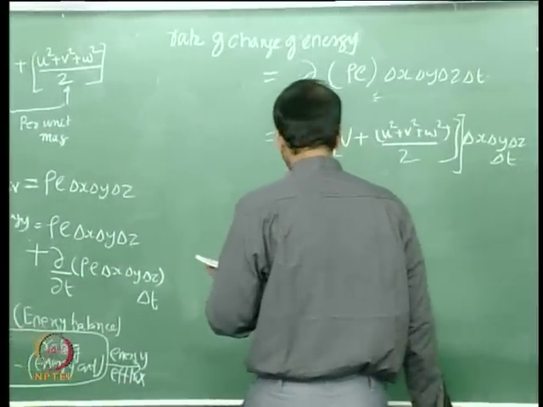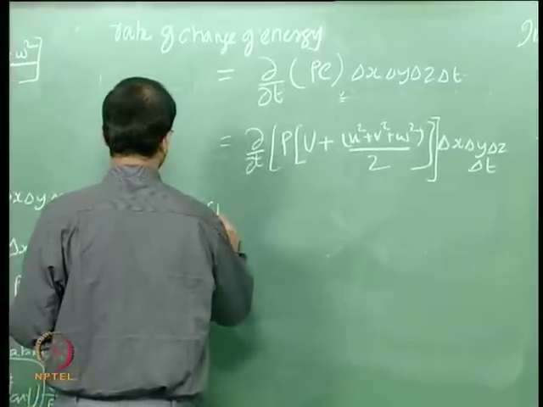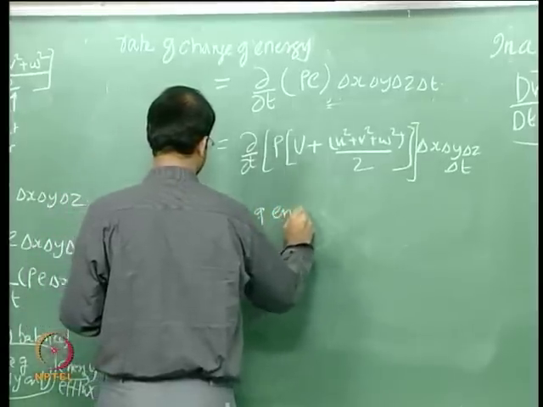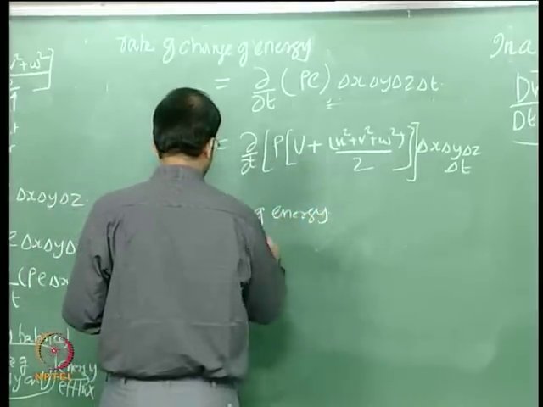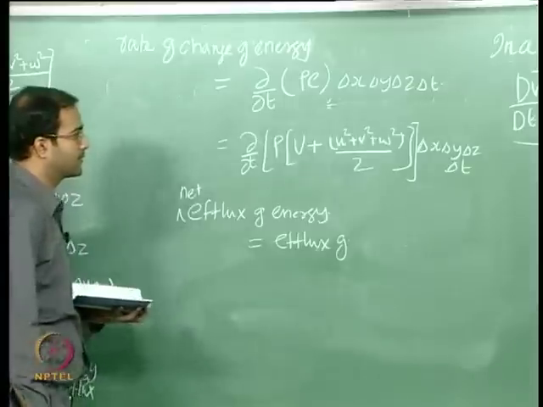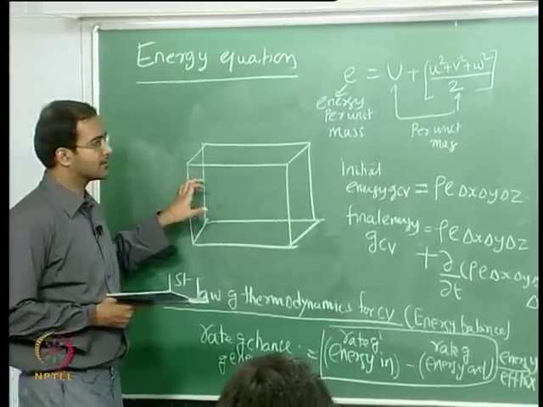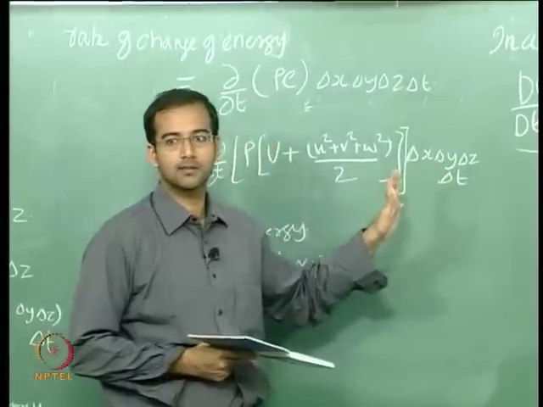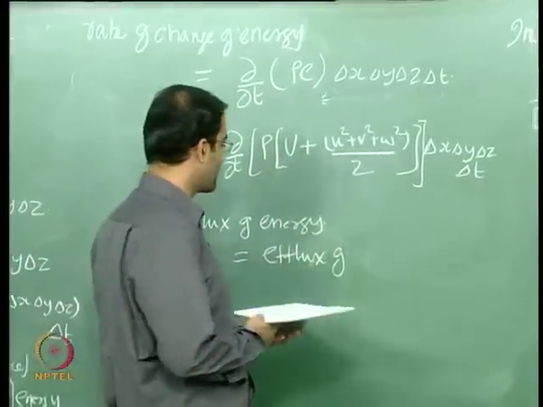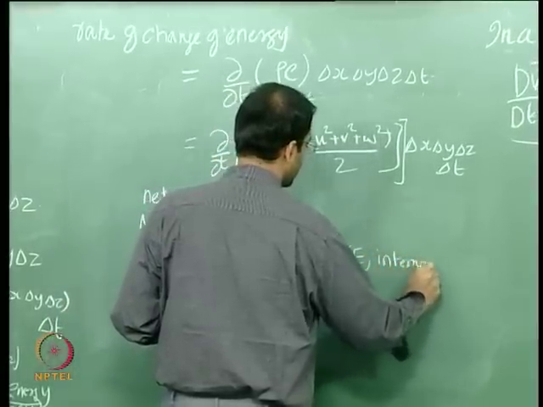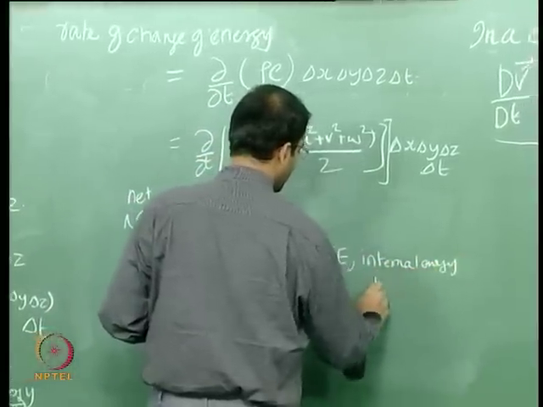Now when you look at the net efflux of energy, what are the things which can come in and leave the control volume? So one is the components of internal energy and kinetic energy itself, which can be carried by the advection process, okay. So you have efflux of your kinetic energy and your internal energy due to advection.